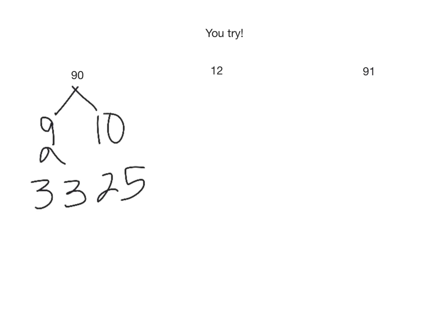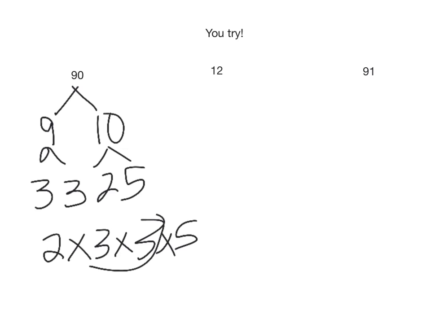If I think of 90, 90 is 9 times 10. And I can break that into 3 times 3 times 2 times 5. And those are all prime numbers. I need to put them in order from least to greatest. So I go 2 times 3 times 3 times 5. I have a double number, so I can write it using exponents, which is 2 times 3 to the second power times 5.